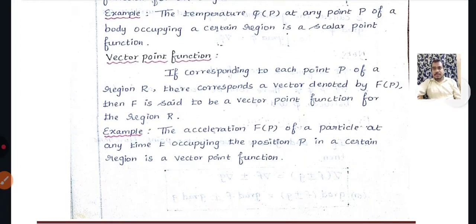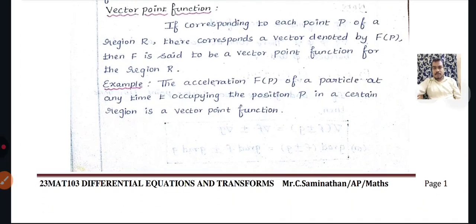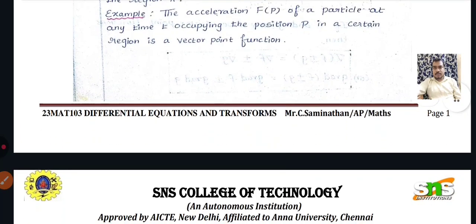The next definition is the vector point function. The f is denoted as a vector, so the corresponding point P, that is f of P, is said to be a vector point function for the region R. For example, the acceleration f of P of a particle at any time occupying a certain position P, which describes the motion of the particle, is called a vector point function.